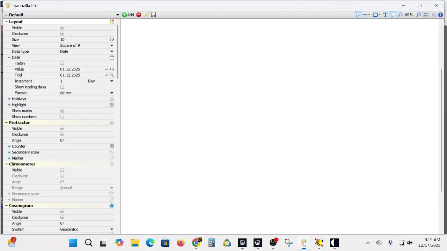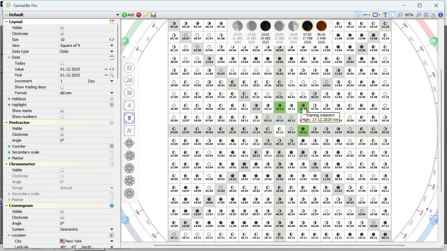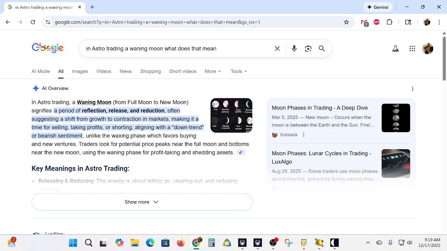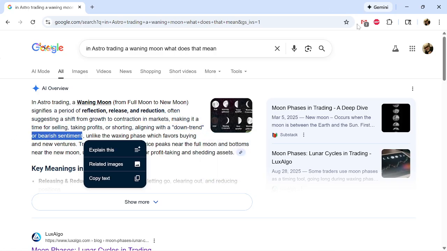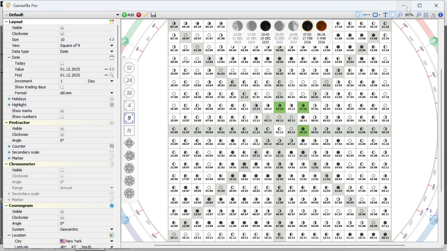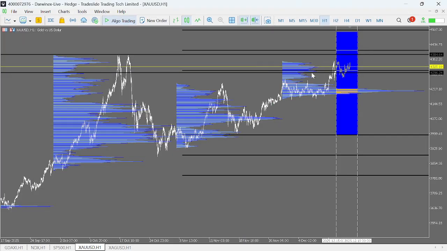Gann tells me that the lunar position, can you see it in the background, is waning crescent. What the hell does that mean? Waning crescent: reflection, release, reduction, downtrend. Can you see this? Bearish sentiment. Holy crap, what do we see here? We already, based on this, have a bearish sentiment here. This thing is coming down. Well, I want to know that, people. Anything that has to do with price, I want to know.